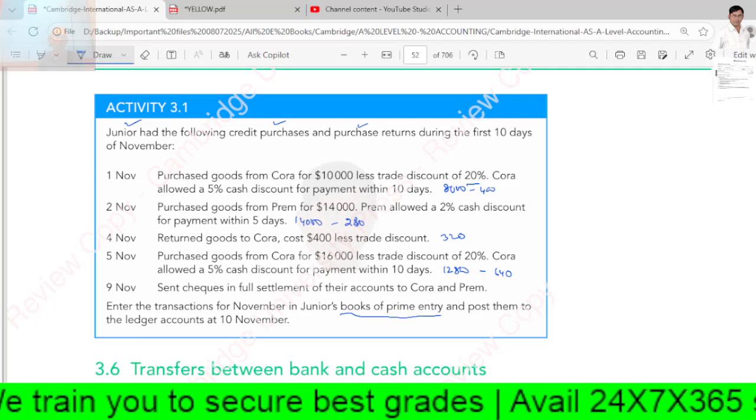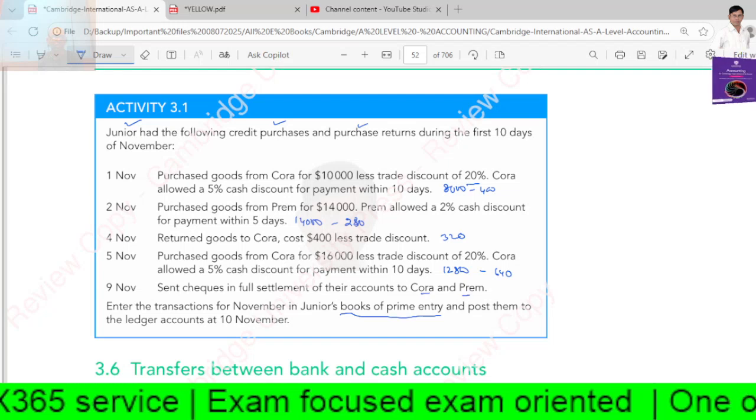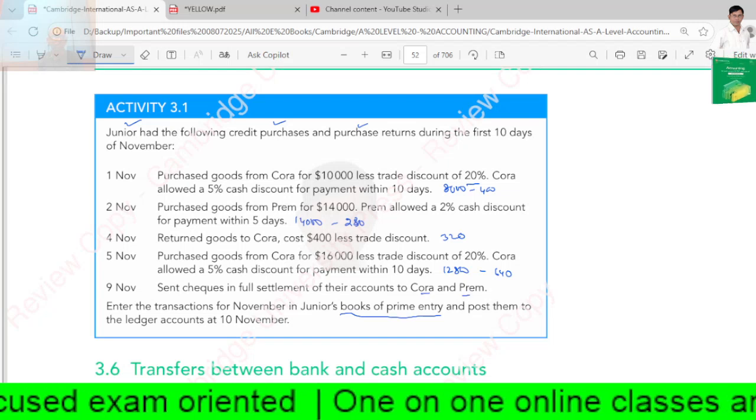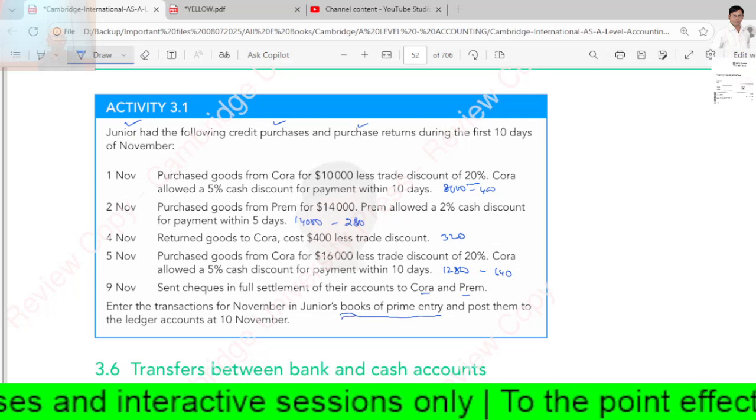Send checks in full settlement of their accounts to Cora and Prem. So payment has been made. So enter the transactions for November in Junior's books of prime entry. So what are the books of prime entry in this instant case?